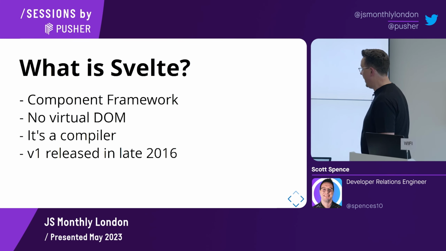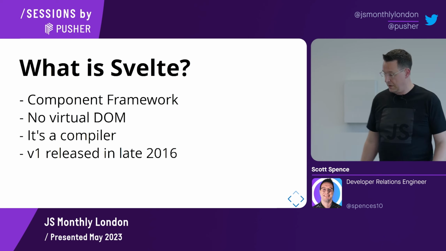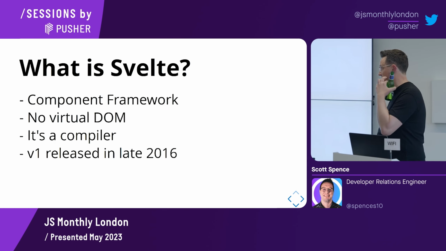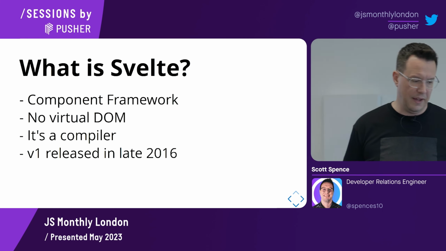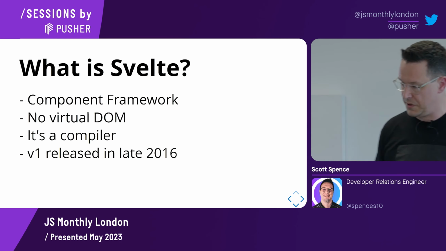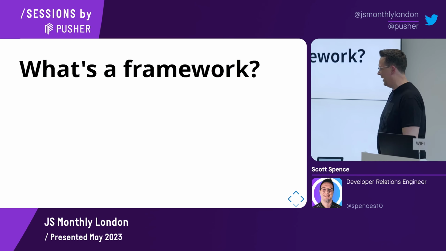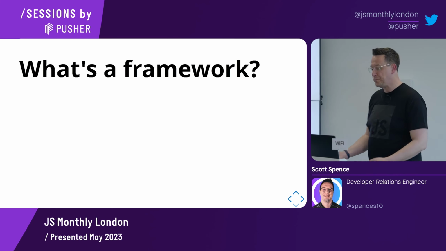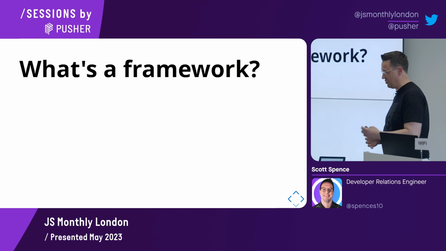It's not as new as you might think. The V1 release of Svelte was in November 2016. There's been a lot of changes since then. We're coming up to V4. V3 was the big release with reactivity, which I'll be talking about shortly. What is a framework? A framework allows you to write declarative code. Declarative code means you're telling the browser what you want the outcome to be rather than giving precise instructions.